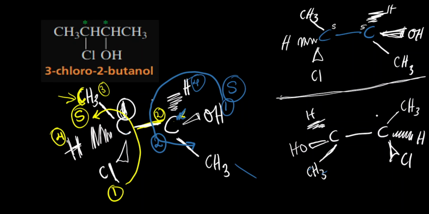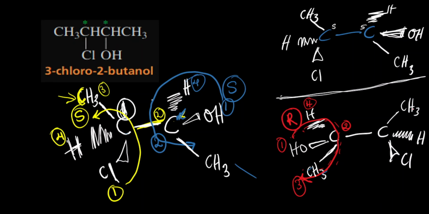Now let's take our configuration. For this carbon, we have the configuration to be, we already determined our priority, so this is priority number 4, this is priority number 1, this is priority number 2, and this is priority number 3. We're moving from 1 to 2 to 3, so we have something that looks like this. We're going in a clockwise direction. The least priority is attached to a dashed wedge, so this is an R.